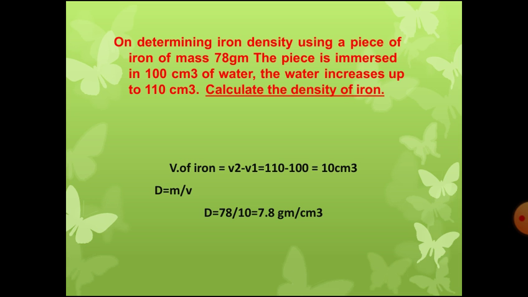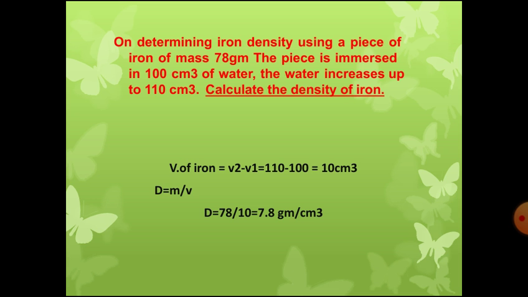On determination of iron density using a piece of iron of mass 78 gram, the piece is immersed in 100 cubic centimeter of water. The water increases up to 110 cubic centimeter. Calculate the density of iron. Let's answer it.